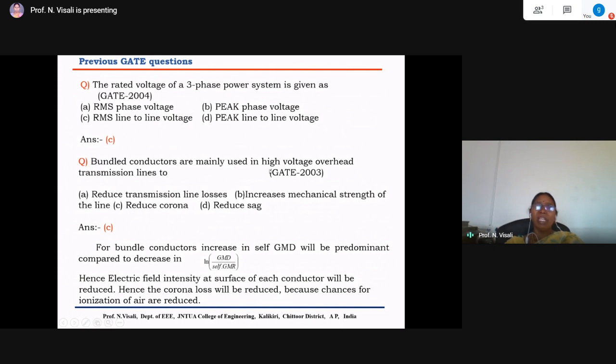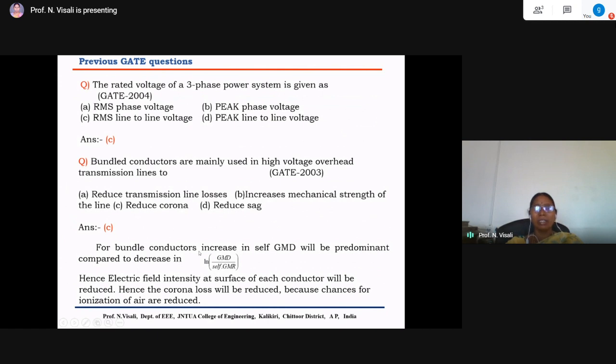Bundled conductors are mainly used in high voltage overhead transmission lines. What is the purpose of using bundled conductors? To reduce corona, so that is the answer. Directly we can give: reduce transmission line losses, increase mechanical strength of the line, reduce corona.